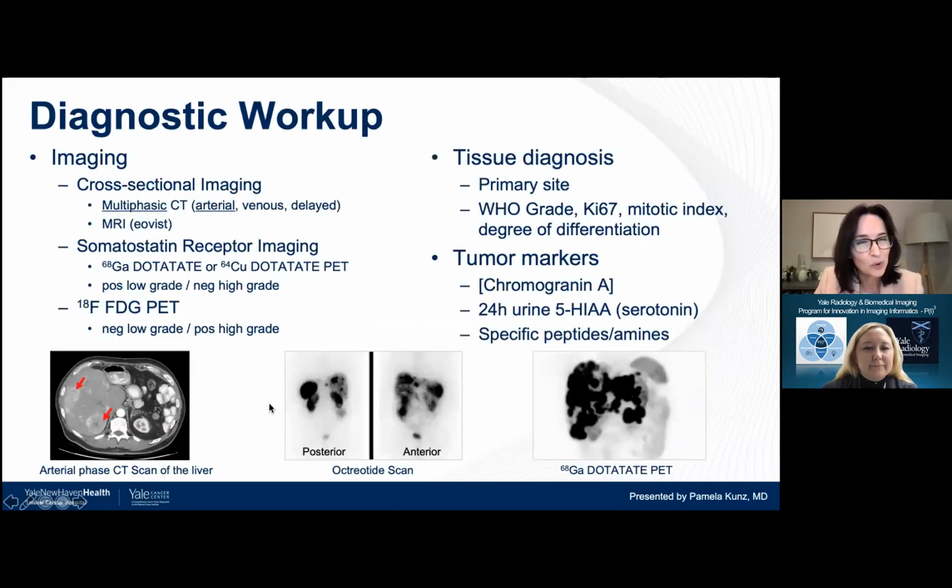The diagnostic workup, and I will say if you take away one thing from this, it's that the cross-sectional imaging is really the mainstay of how we monitor patients with NETs.